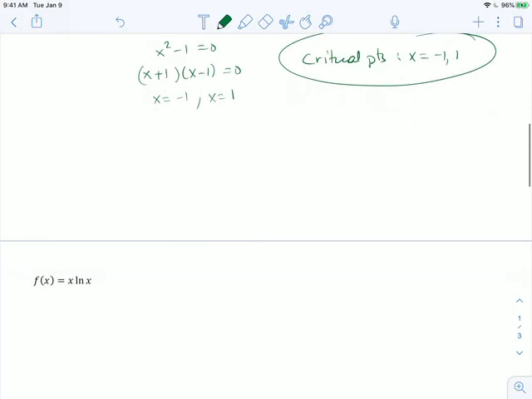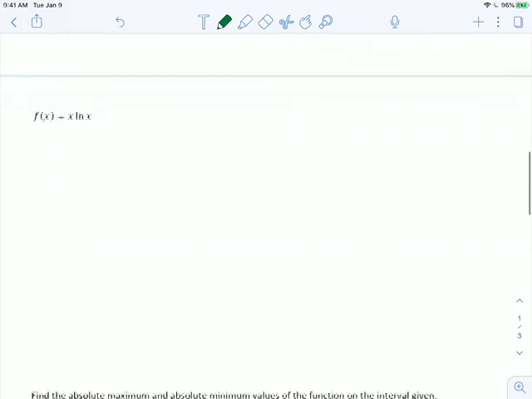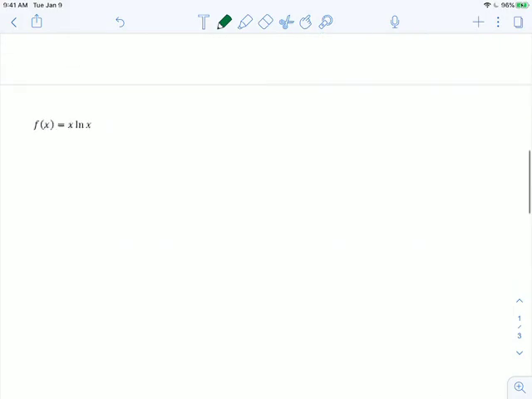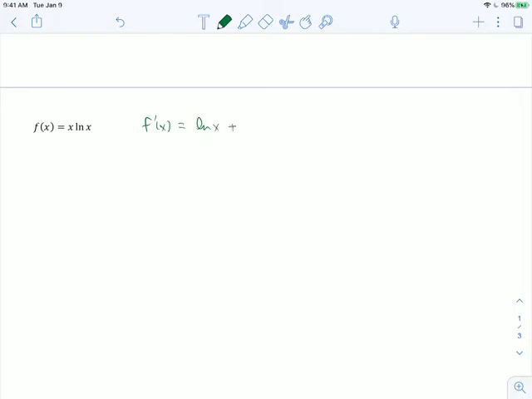My last example for just finding critical points is a product, so we could use the product rule. F of x is x times natural log of x. So the derivative of the first is 1 times the second plus the first times the derivative of the second, which is 1 over x. And so that's going to simplify to natural log of x plus 1. And so this is defined for all x bigger than 0.